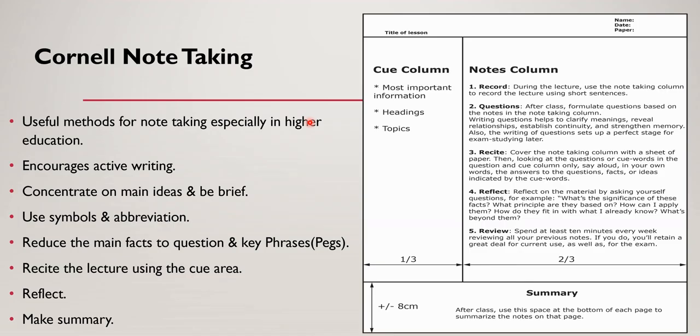So there is a technique, the Cornell note-taking process. It is a useful method for note taking, especially in higher education. It encourages active writing and basically the page is divided into a 2/3 and 1/3 area, that is the main body and the Q column, and there is a summary at the bottom. So we have to concentrate on the main ideas and be brief in the notes column. We have to use symbols and abbreviations wherever possible. Then we have to reduce the main facts to questions and key phrases in the Q column, and we have to recite the lecture using the Q area only. And we have to reflect, review, and make a summary at the bottom of the page. So that is the right way of taking notes.